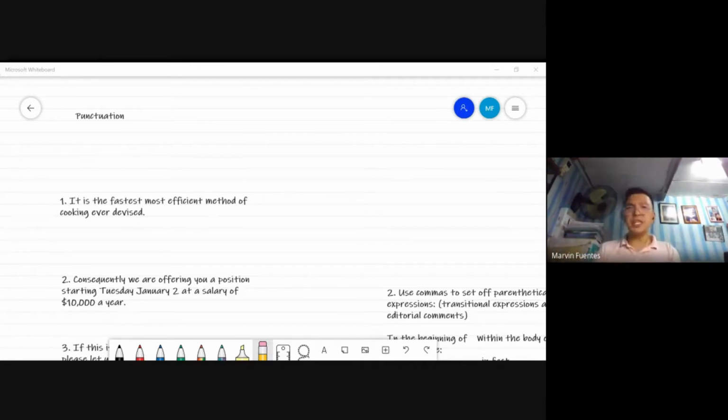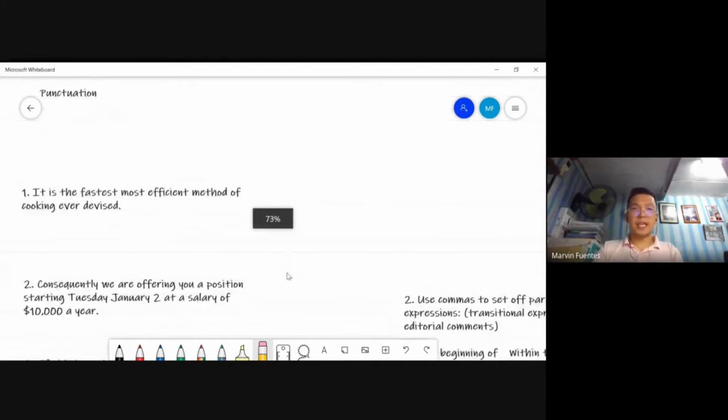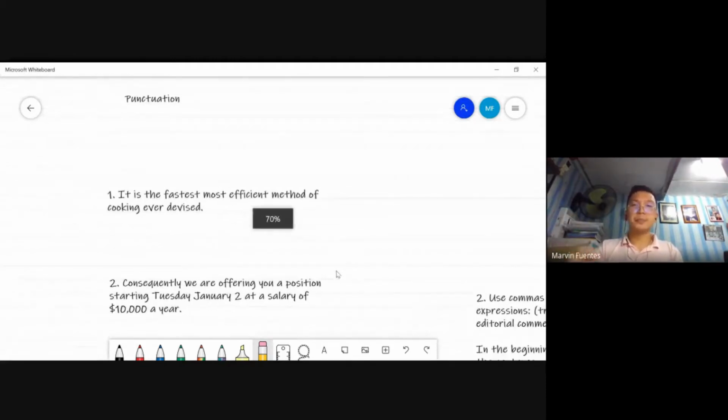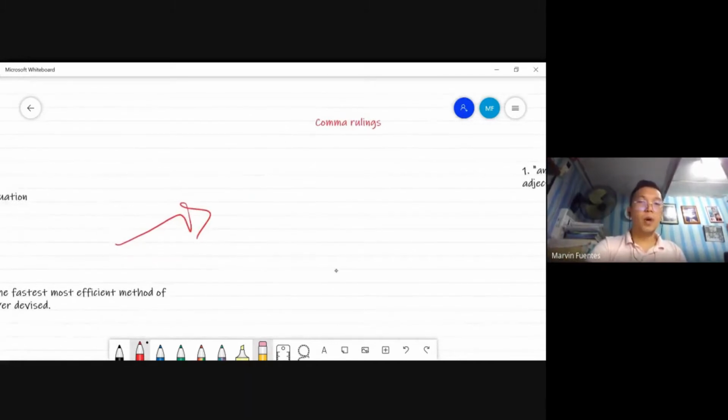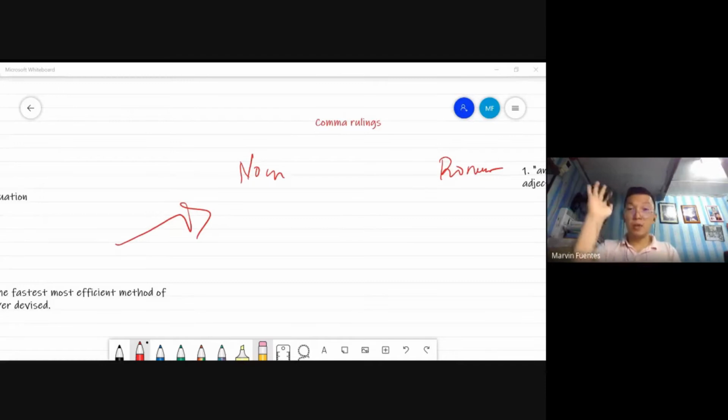Example, let's proceed. Let us dissect this specific sentence. Okay, class. Now, let me introduce you again to what we call the noun plus the pronoun. Nasabi ko na sa inyo to, no? Napaka-importante nito. Yung noun at saka pronoun, yung parts of speech, right? I'm talking about the adverb, the verb, the preposition, noun and pronoun. These are actually the common parts of speech that are always visible in a specific sentence or in a specific paragraph.